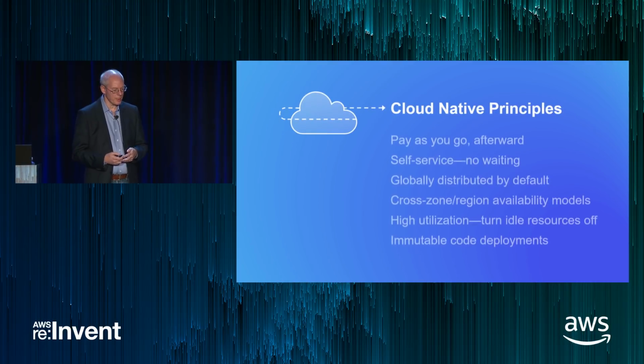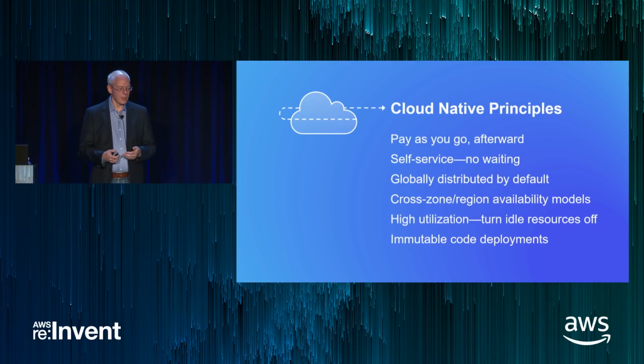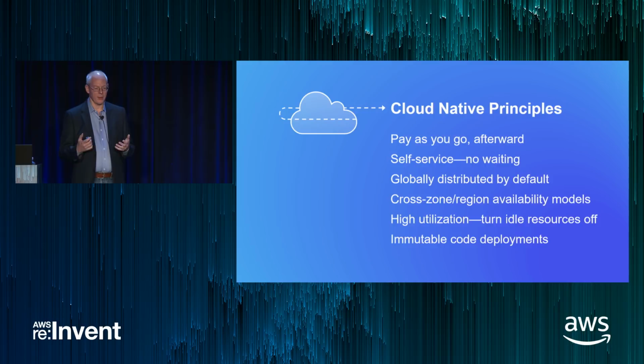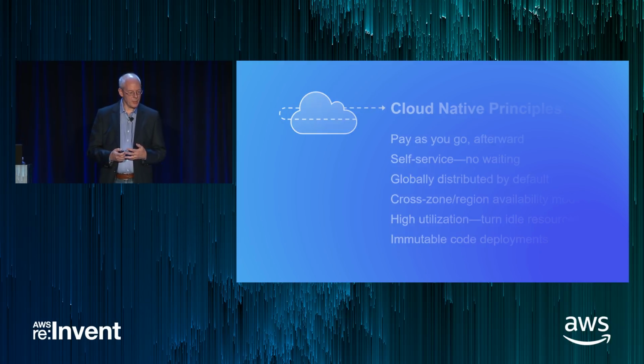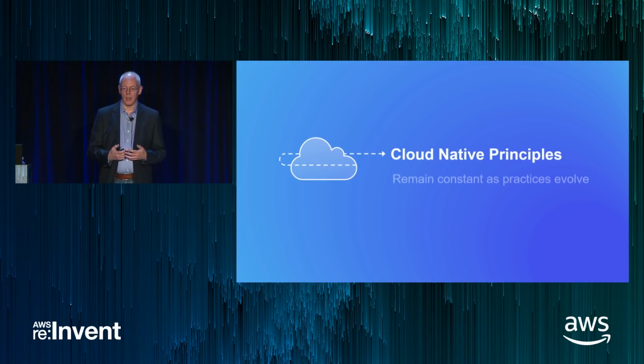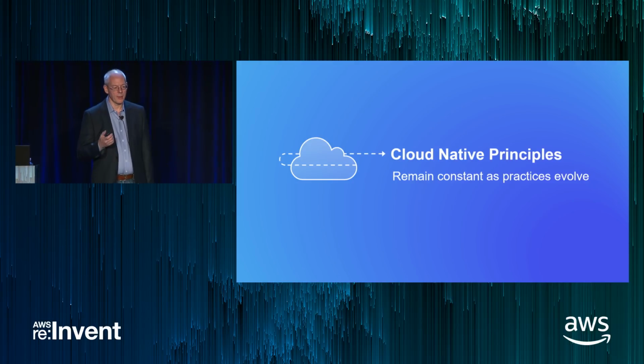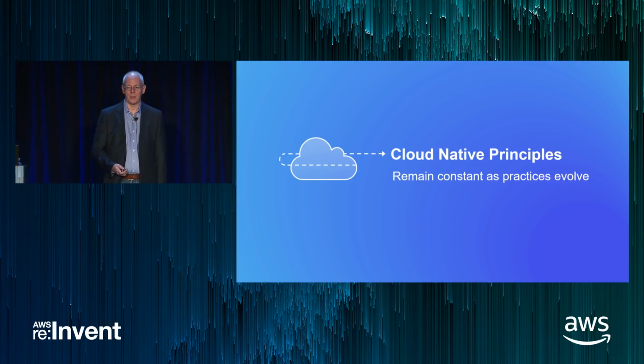So here's the set of principles, just to run through them again. If you're following all these, I think you've got a good basis for being cloud native. You want to be pay-as-you-go, self-service, globally distributed, use cross-zone and region availability, have really high utilization, and immutable code deployments. Okay? And I think these principles really remain constant. Even though the practices evolve, the technologies evolve, I think these are common principles that you can look at over a long period of time.